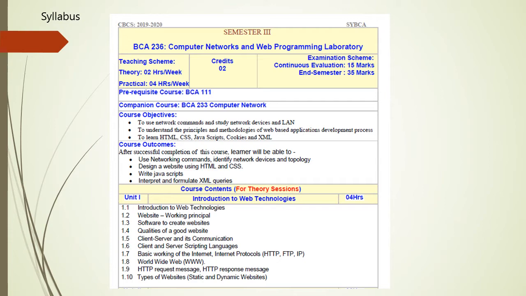After successful completion of this course, you will be able to use various networking commands, identify network devices and topology, design a website using HTML and CSS, and write JavaScripts, etc. There are various units. The first unit is Introduction to Web Technologies. In that you will study various web technologies, basic terms, the software used to create a website, qualities of a good website, HTTP, some protocols, WWW, etc.